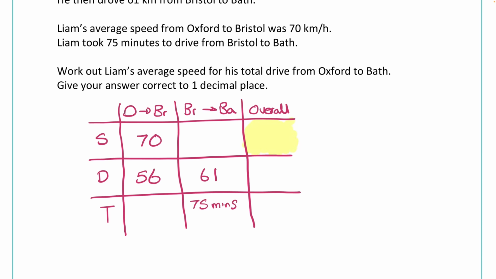So with questions like this, to get the overall speed, we have to use our speed is equal to distance over time formula, which you can write as a formula triangle if you like. Speed, distance, time. And to get speed, it's always distance divided by time. We can't add together speeds, unless of course the distances were exactly the same, and here they're not, so we are going to have to work out the overall distance and the overall time.